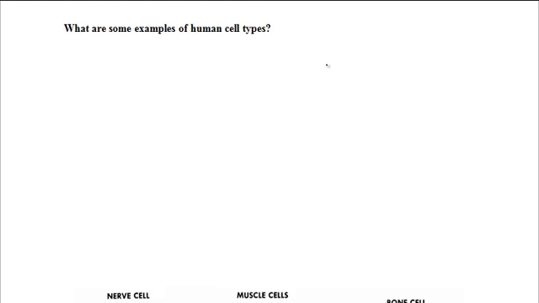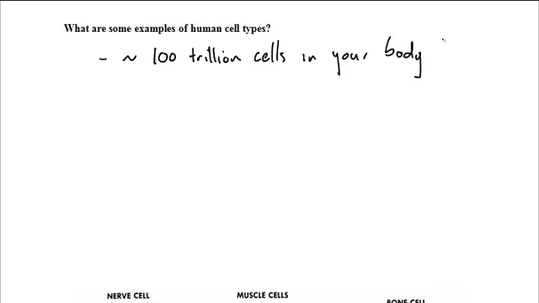Okay. So just to finish off our introduction to the cell here, we're going to look at some examples of human cell types. And to start with, there's approximately in you 100 trillion cells in your body. And just for those who like to think in exponents, this is 10 to the power of 14. And there's many, many different types, so we're just going to introduce you to a few types.